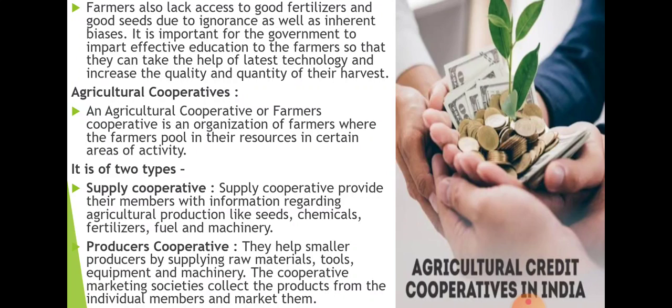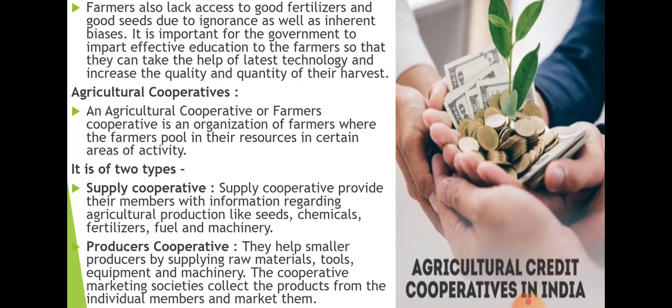Now the other one is the producer cooperative society. These help the smaller producers by supplying raw material, tools, equipment, and machinery. The producer cooperative is there to help small farmers by providing raw materials, tools, equipment, and machinery, so that the small farmers can produce goods, and after producing, they sell them to the market and get the maximum benefit from it.